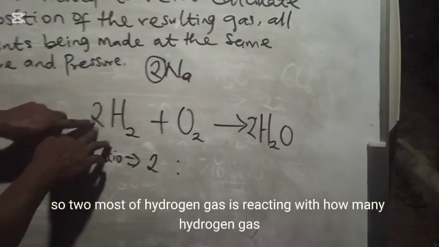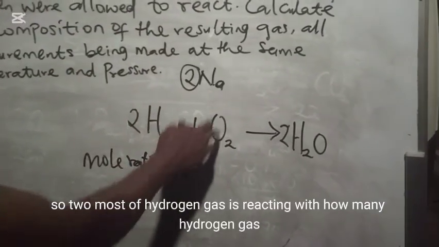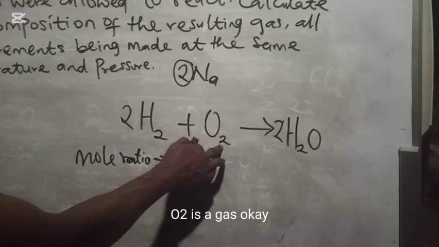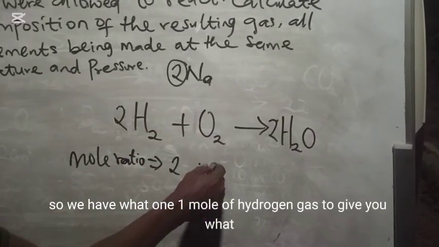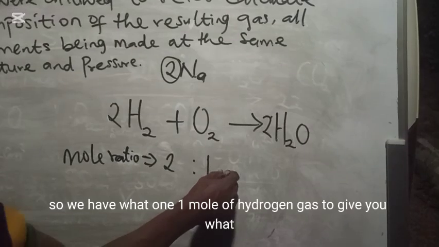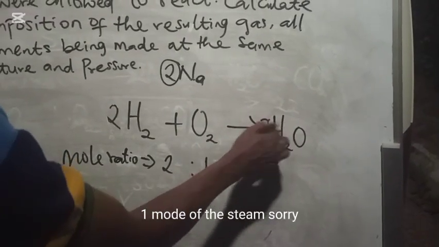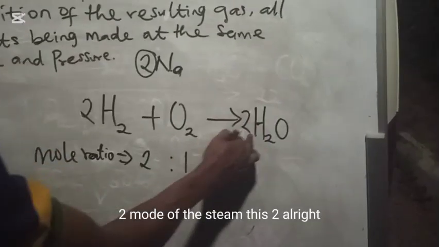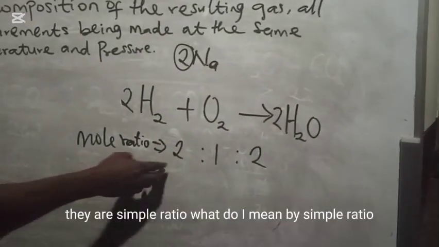So 2 moles of hydrogen gas is reacting with how much oxygen? O2 is the gas, okay? So we have one mole of oxygen gas to give you what? 1 mole of the steam. Sorry, 2 moles of the steam. This 2, all right? 2 moles of this. Now, when you look at the numbers very well, they are in simple ratio.